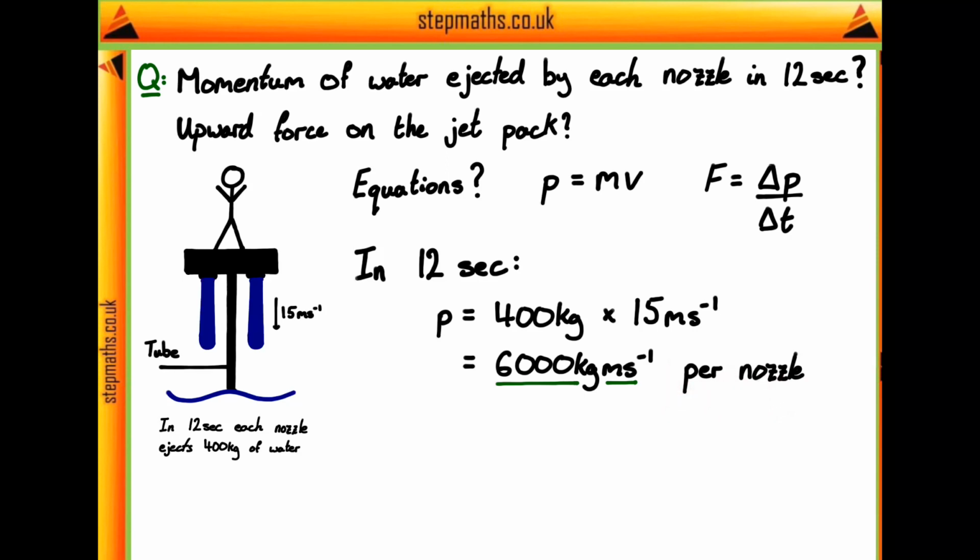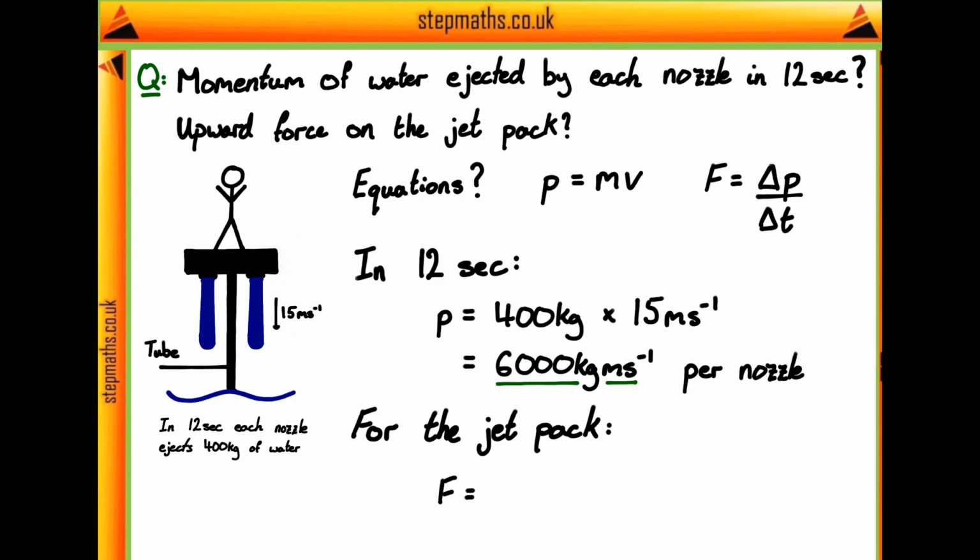Let's then move on and consider the second part of the question, which is the upward force on the jetpack. So here, let's try and use our other equation that F equals delta p divided by delta t. To find this force, we need to work out the change in momentum caused against the jetpack, and we need to divide it by the time it takes for that change of momentum to occur. Now, we were told before that our jetpack is stationary. So the change in momentum of the water has to be equal to the change in momentum of the jetpack to keep it up.